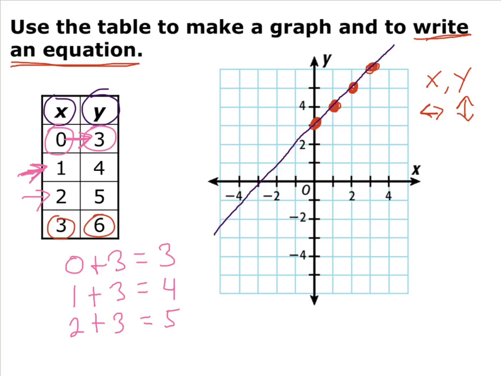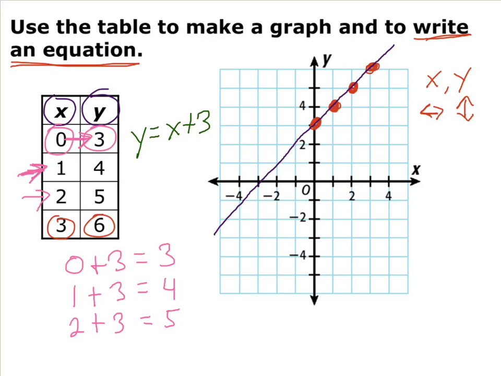So we can see we've already determined our pattern. We're adding 3 to our x each time. So if we're going to write that as an equation, we would have to write, basically, what are we doing? Well, we're taking our x value and adding 3 to it. So it would be like maybe y equals x plus 3. Okay, or you could do x plus 3 equals y, something along those lines.